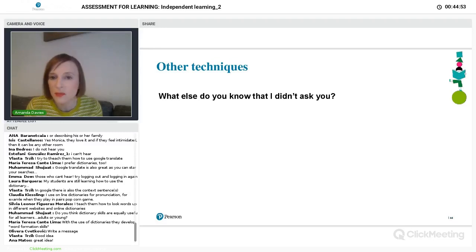So a really simple routine at the end of lessons is simply to ask students, what else do you know? What can you tell me now that's related to the topic, related to the lesson? Share your ideas. Nice for building confidence, building self-esteem, and just recognizing that the students are coming to the class with all their own ideas and knowledge as well.